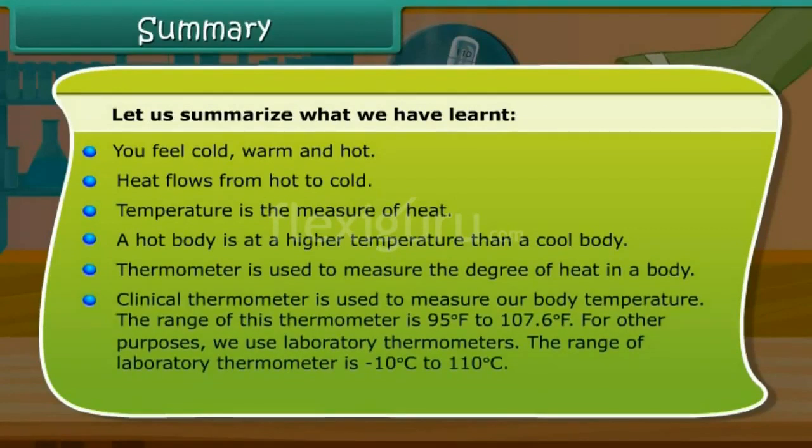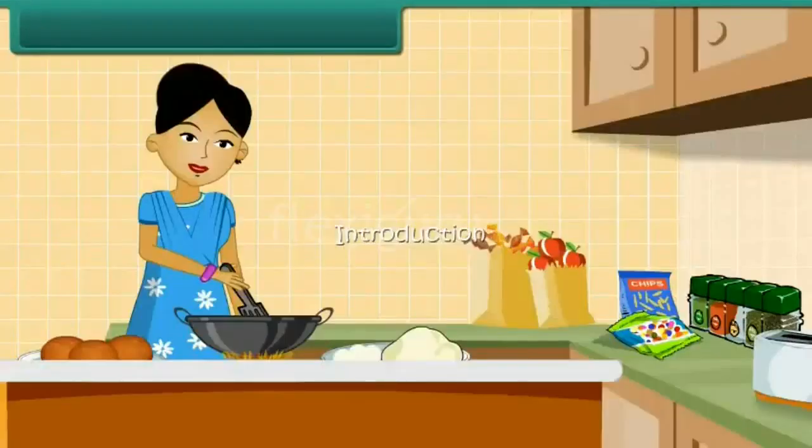A clinical thermometer is used to measure body temperature. The range of this thermometer is 95 degree Fahrenheit to 107.6 degree Fahrenheit. For other purposes, we use laboratory thermometers. The range of a laboratory thermometer is -10 degrees Celsius to 110 degrees Celsius. The normal temperature of the human body is 98.6 degree Fahrenheit.